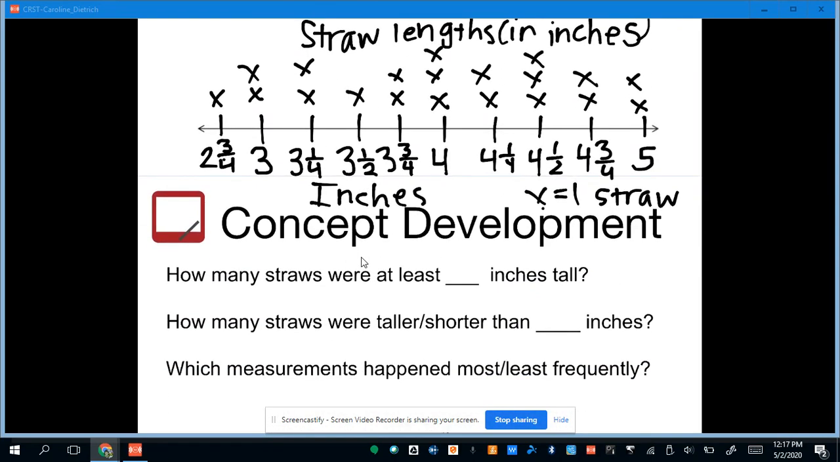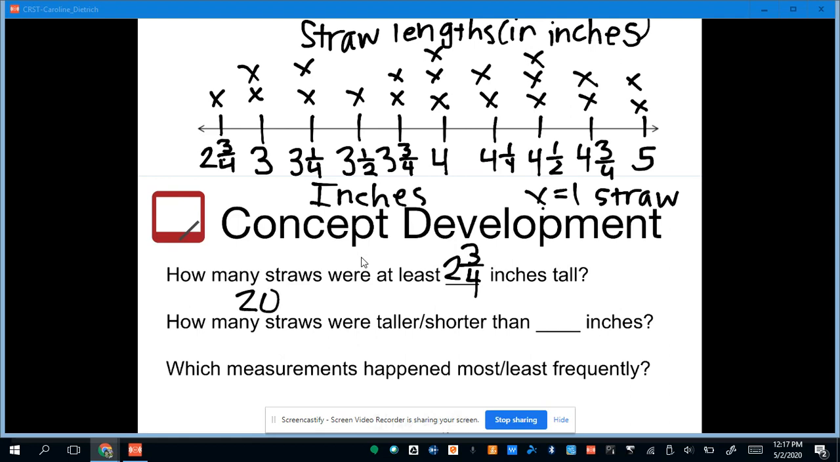Okay, how many straws were at least 2 3/4 inches tall? So as long as it's 2 3/4 inches or taller, then it would be included here. So we're actually going to count up all the straws. 1, 2, 3, 4, 5, 6, 7, 8, 9, 10, 11, 12, 13, 14, 15, 16, 17, 18, 19, 20.